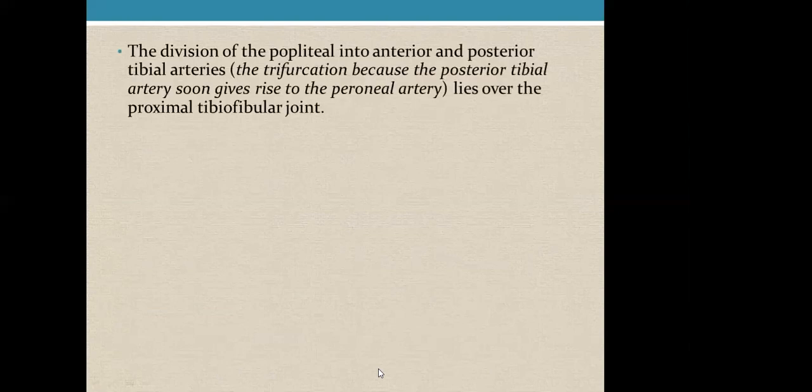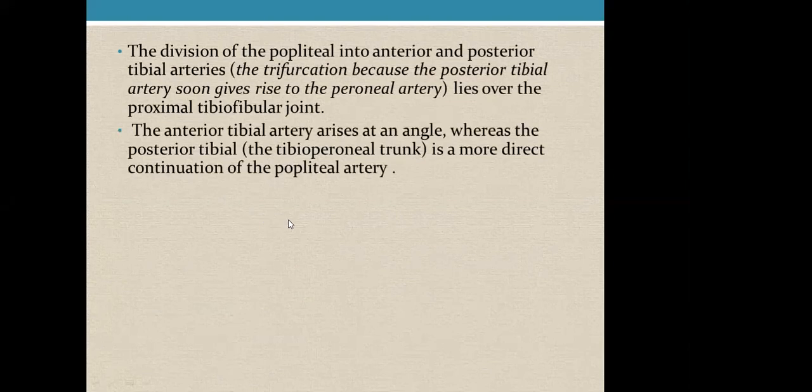The division of the popliteal into the anterior and posterior tibial arteries lies over the proximal tibiofibular joint. The anterior tibial artery arises at an angle, whereas the posterior tibial artery is a more direct continuation of the popliteal artery.